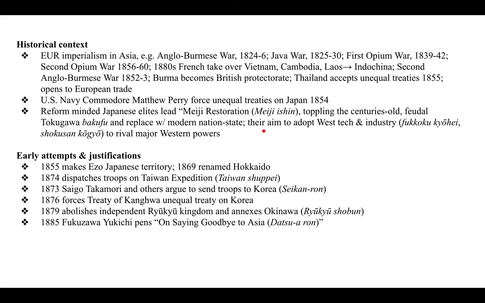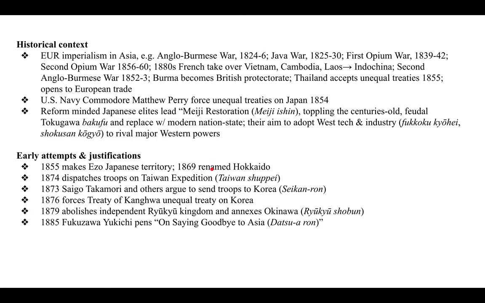And their aim was to adopt Western technology and industry under the slogans of, for instance, Fukoku Kyohei, Shokusan Kogyo, and make Japan a strong state that could rival the major Western powers. So it began on this process of eventually imitating Western colonial powers by solidifying and fortifying its boundaries and its territory. So it did this, for instance, already in 1855, before the Meiji Ishin, Ezochi had been made Japanese territory. In 1869, the year after the Boshin War, Civil War, it was renamed Hokkaido.